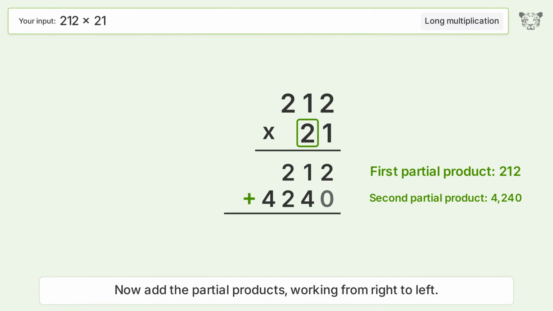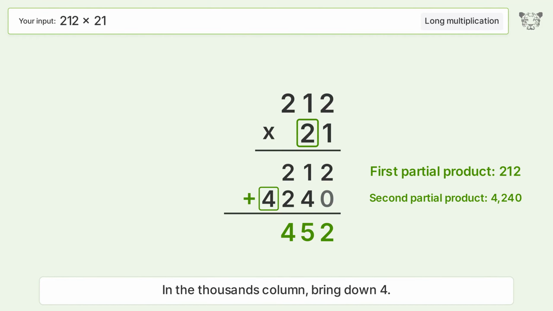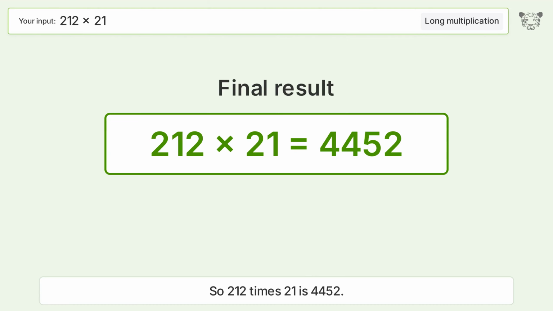Now add the partial products, working from right to left. In the ones column, 2 plus 0 is 2. In the tens column, 1 plus 4 is 5. In the hundreds column, 2 plus 2 is 4. In the thousands column, bring down 4. The product of the whole numbers is 4,452. So 212 times 21 is 4,452.